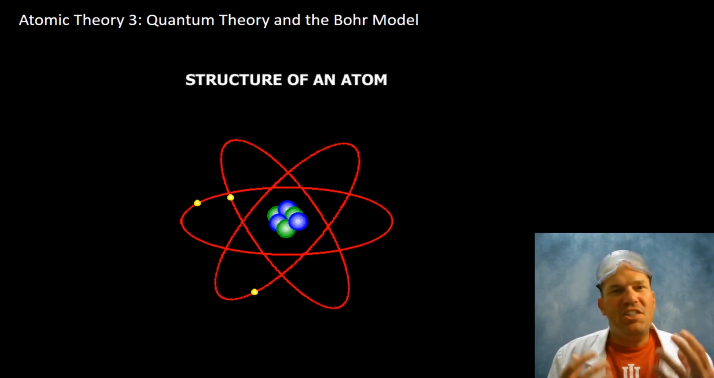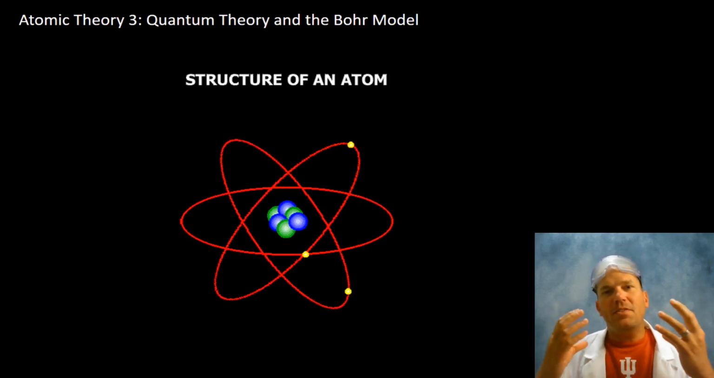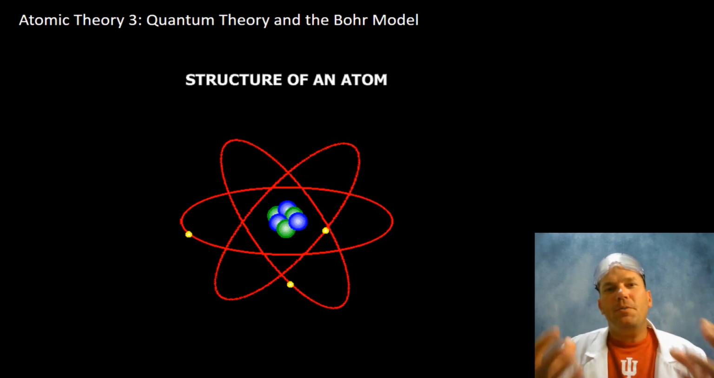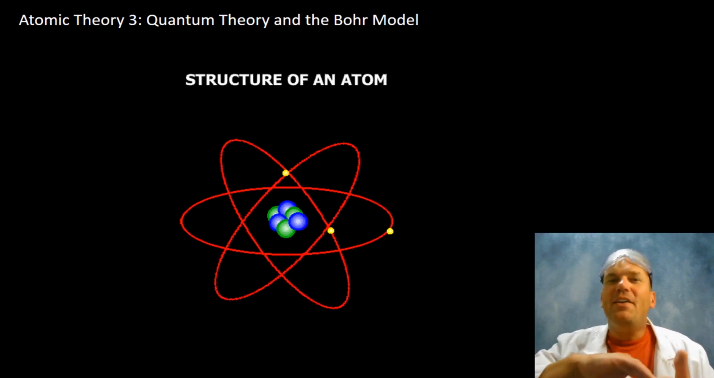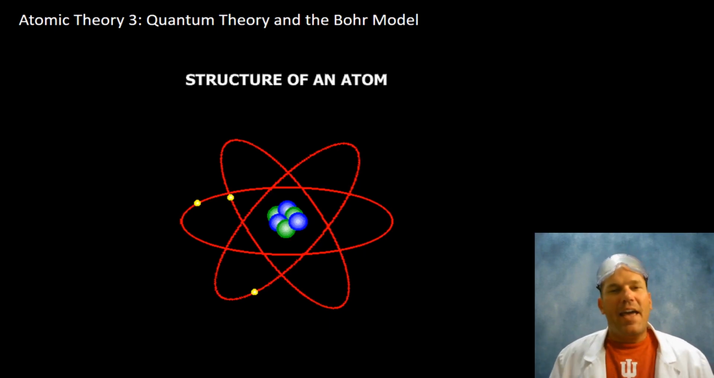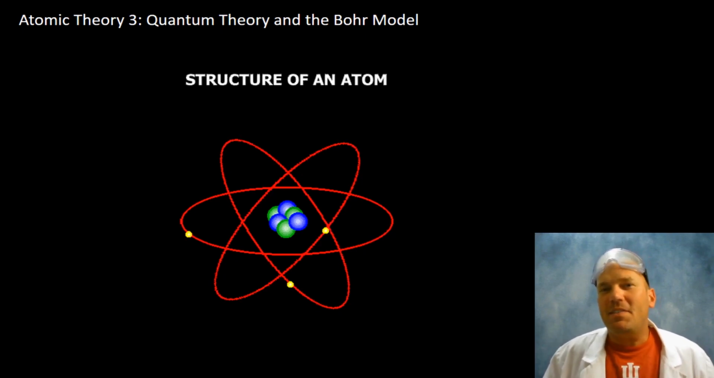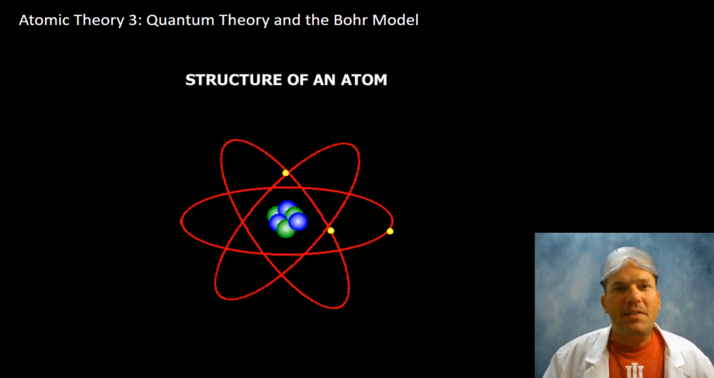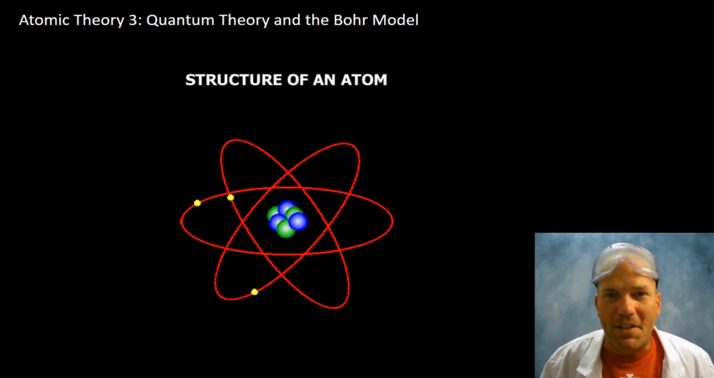This model was challenged almost immediately because there's an issue with charged particles. When they accelerate or when they go around in a curved path, they emit light and lose energy. That's the idea behind TVs, and we even talked about the cathode ray. This was a serious issue because then electrons would almost immediately lose all their energy.